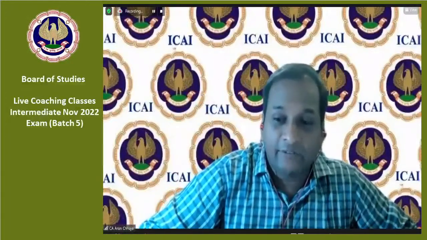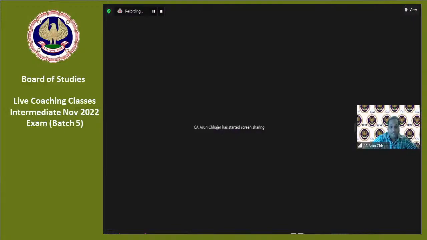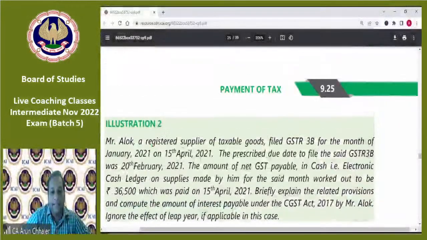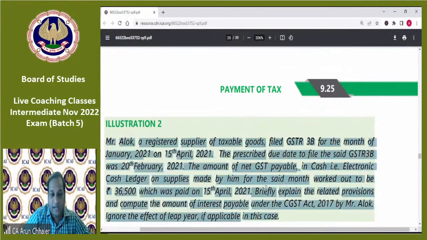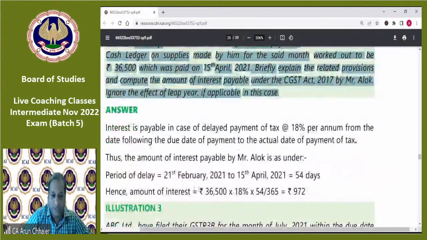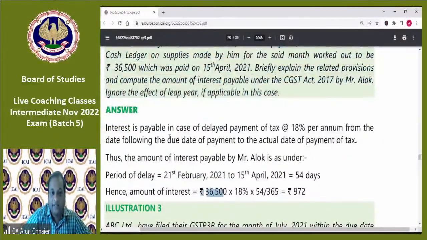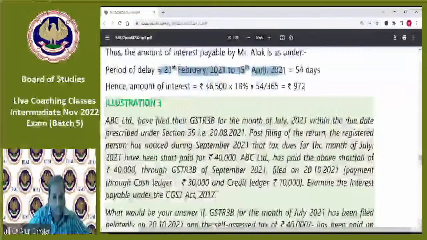Now, may I request everyone to calculate what would be the interest of Mr. Alok? Let me answer this question. 36,500 he has to pay on cash portion, 18%, 54 days. From 21st February to the 15th April, the day when the tax is being deposited, it will be included. Illustration 3 we will do.